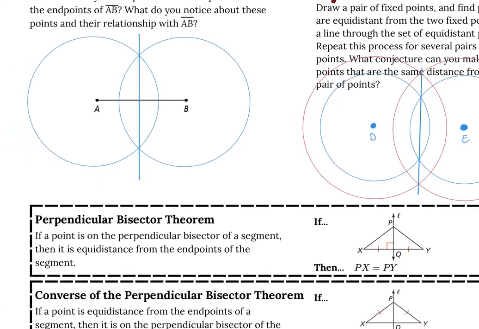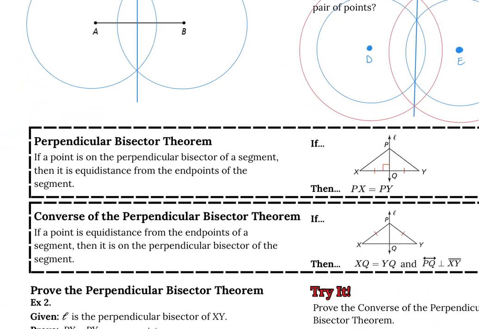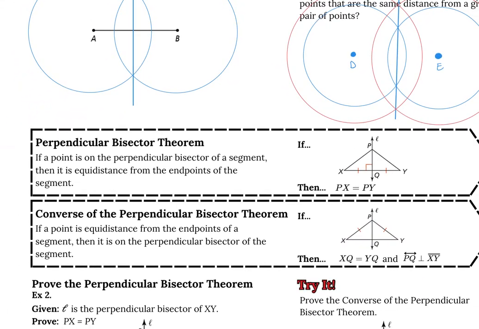Okay, so let's look at a couple of theorems. We've got our perpendicular bisector theorem that tells us that if a point is on a perpendicular bisector of a segment, then it is equidistant from the endpoints of the segment. And then the converse of that is the opposite. So if a point is equidistant from the endpoints of the segment, then it is on the perpendicular bisector.